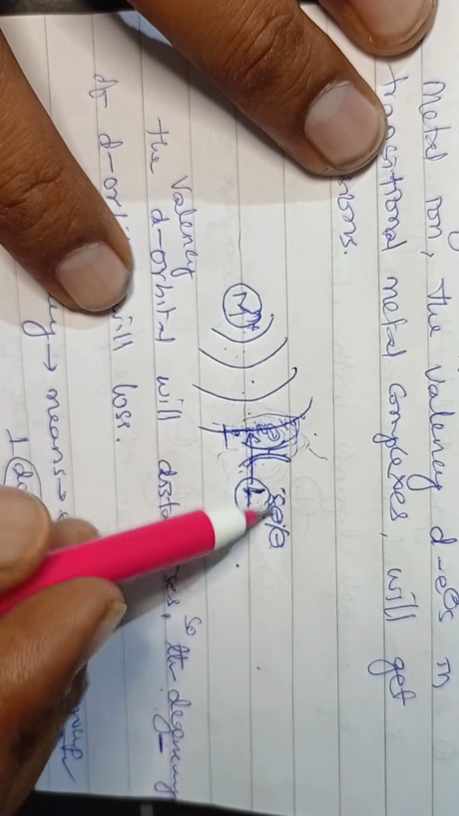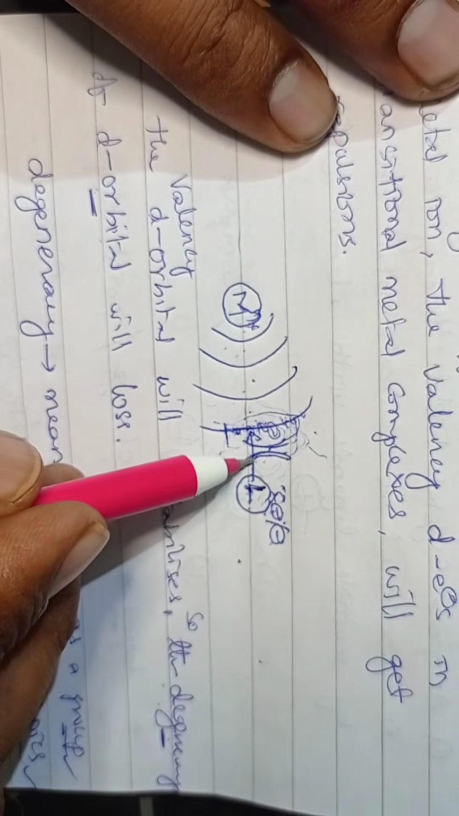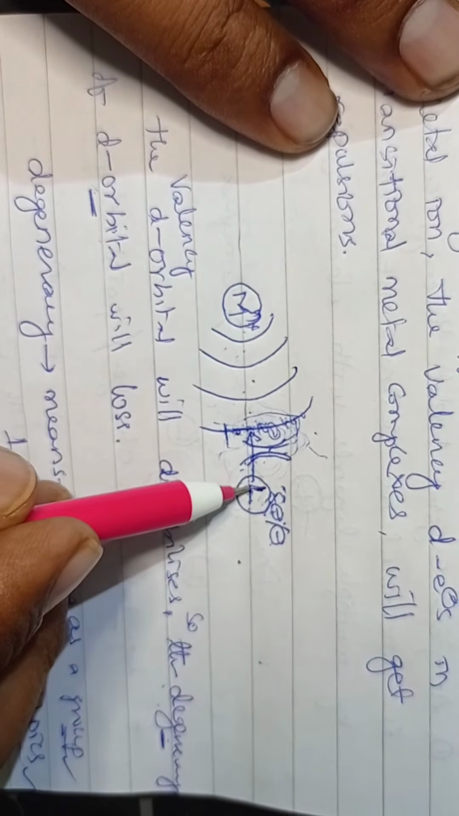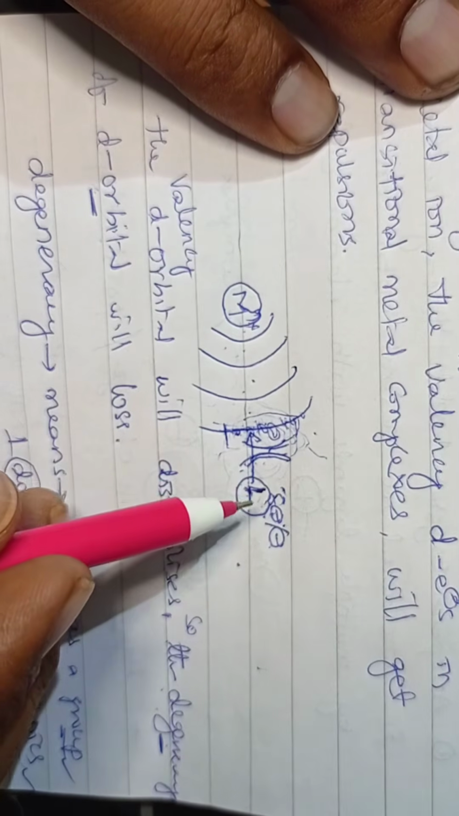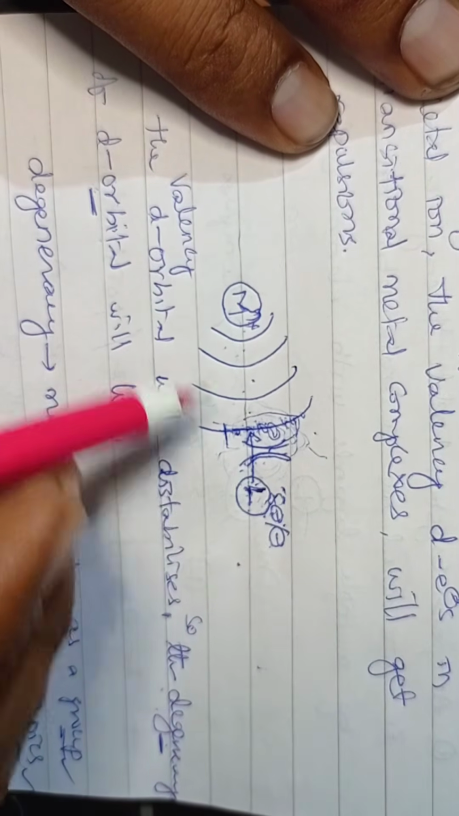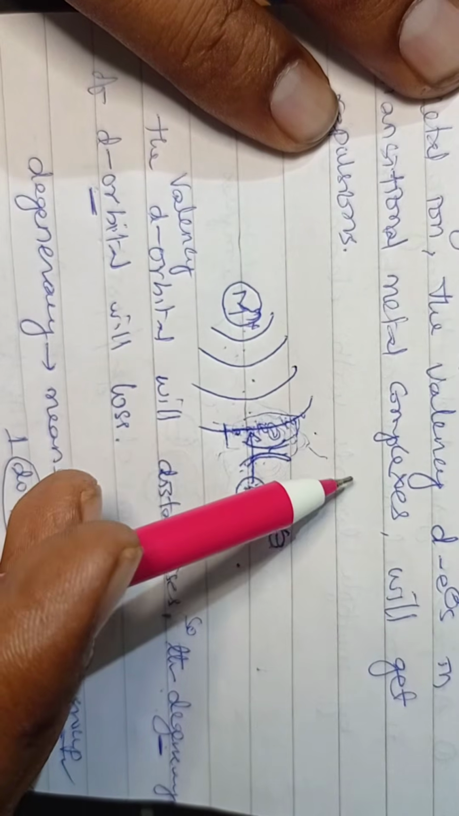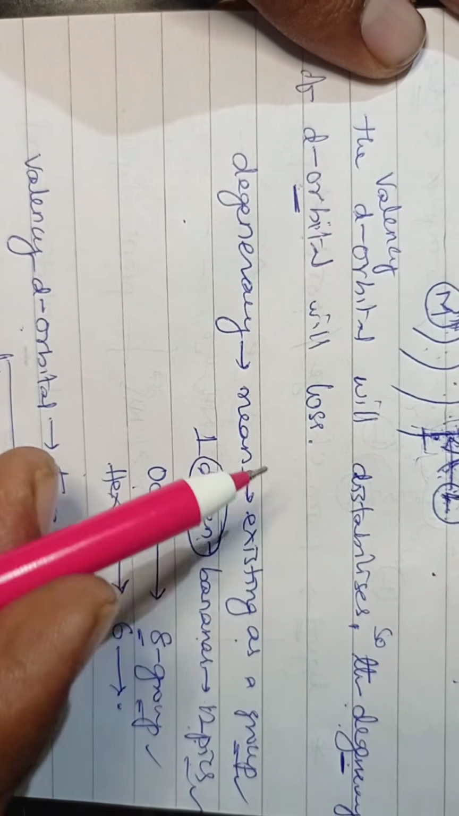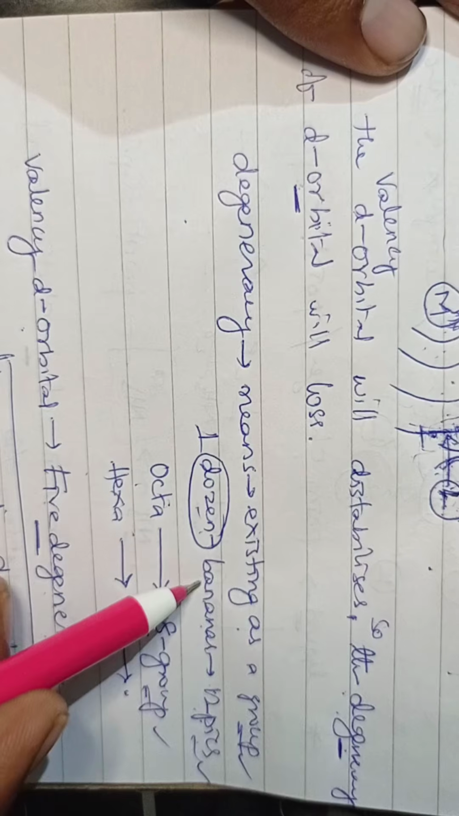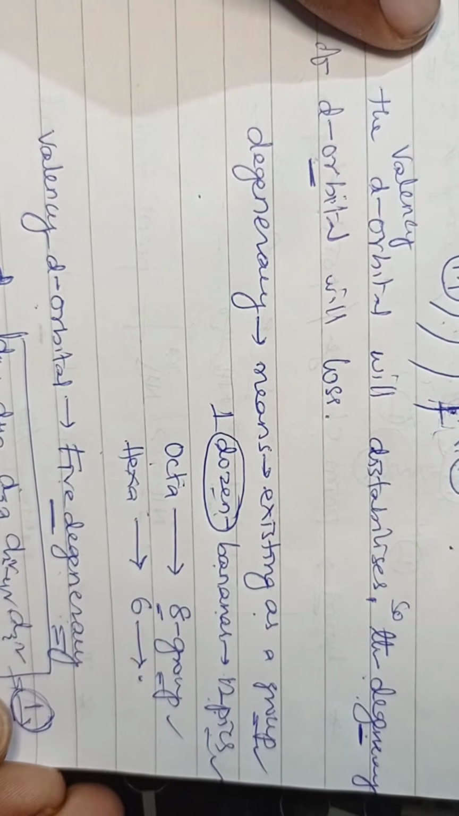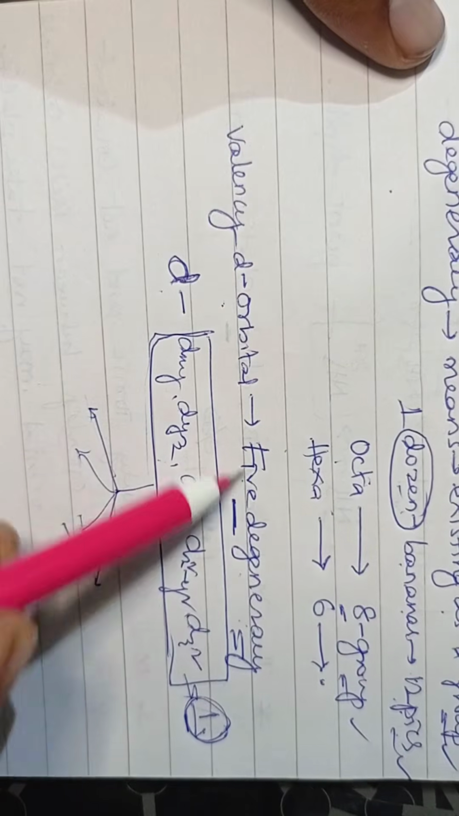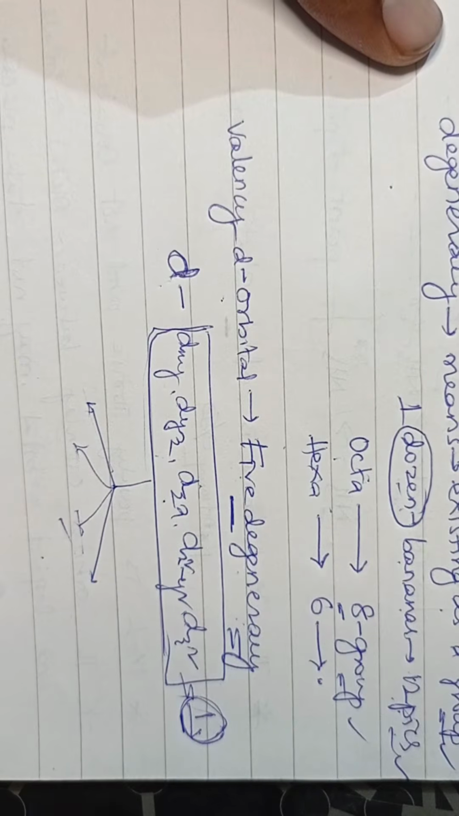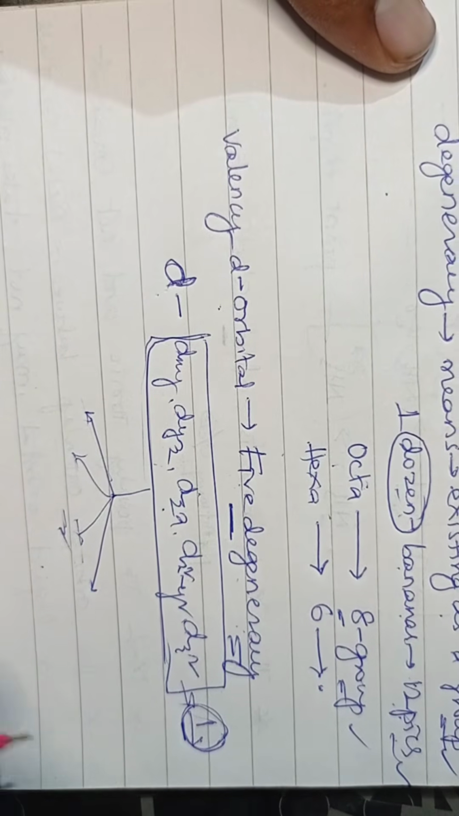So when there is repulsive interaction taking place, and still the metal to ligand bond should take place, to have metal to ligand bonding this negative interaction should be overcome. To overcome this, the d orbitals sacrifice their degeneracy, right? The valence d orbitals lose their degeneracy, where the five degenerate d orbitals get split into different groups of d orbitals, right? This is what happens.